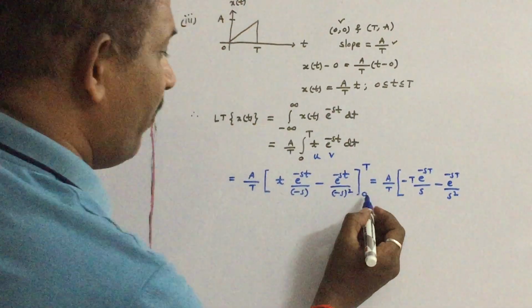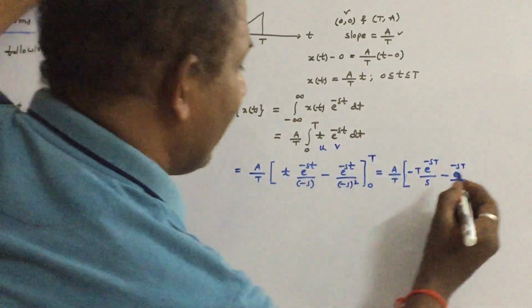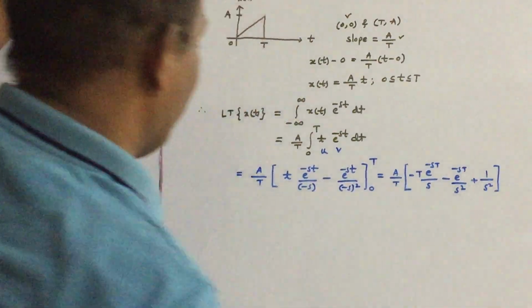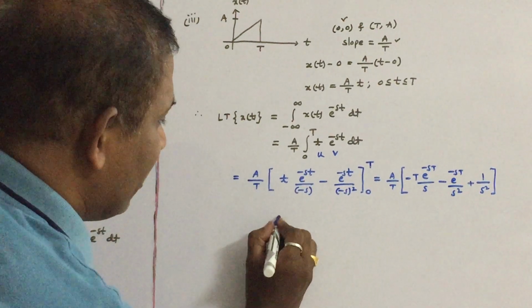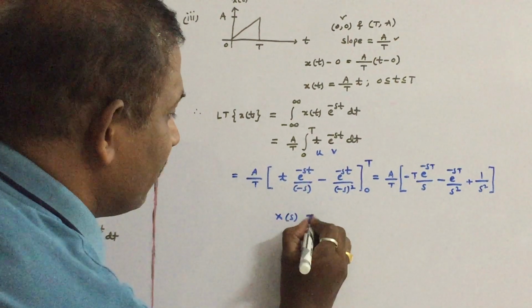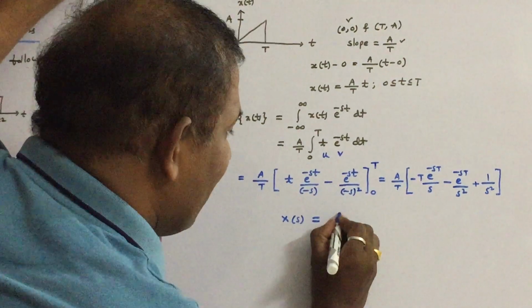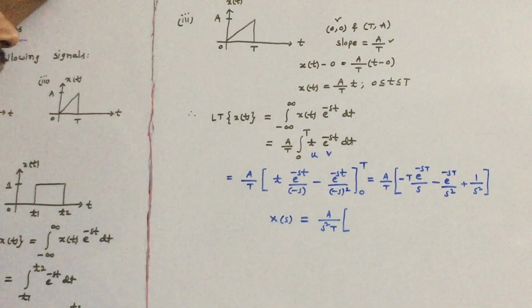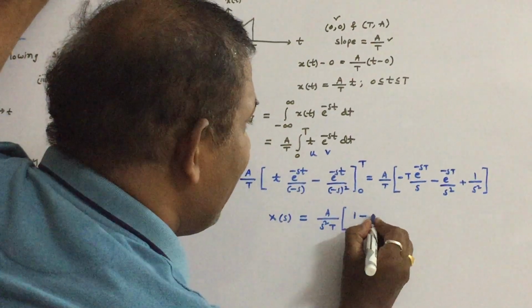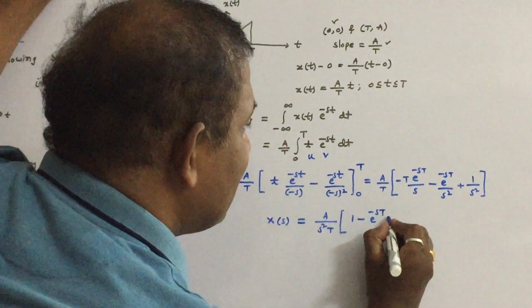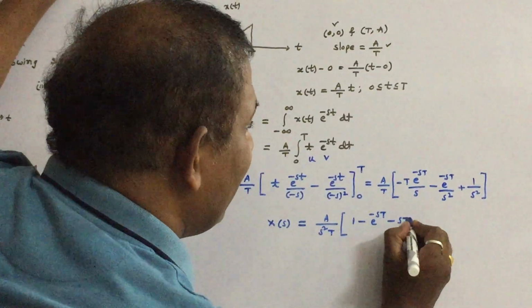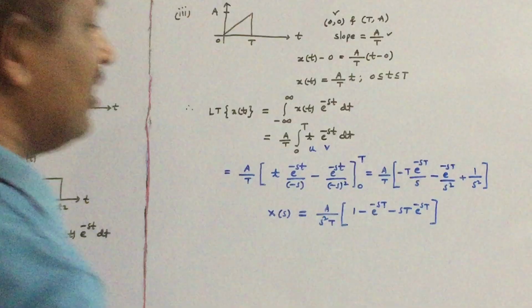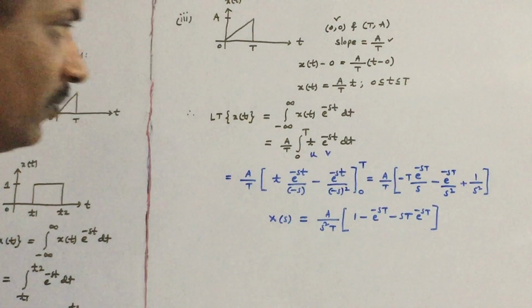If you substitute the lower limit, the first term is 0, the second term will become 1 by s square. So 1 by s square. Therefore Laplace of x of t is written as X of s. If you take the LCM, a by s square into capital T, it will come out as 1 minus e power minus sT minus sT into e power minus sT. So this is the answer for this problem.